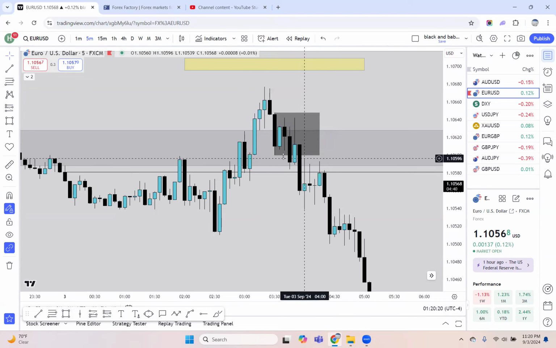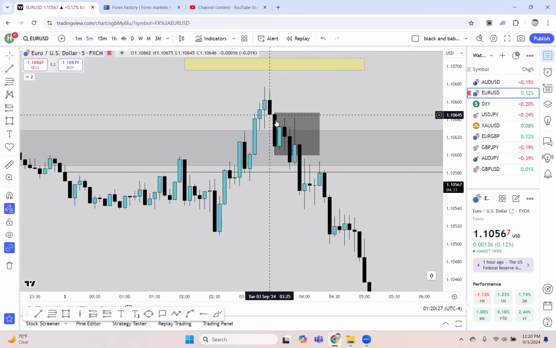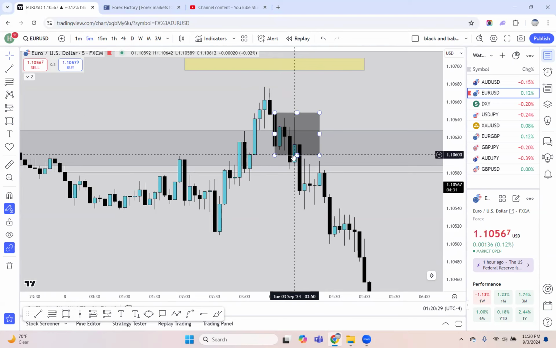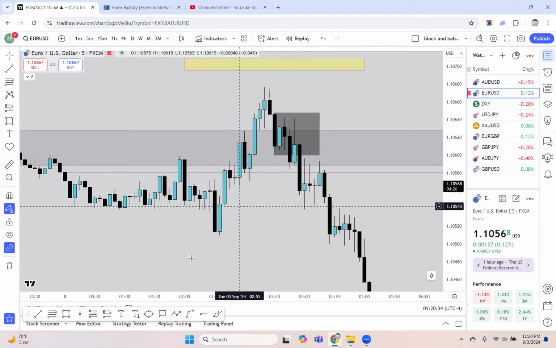However, we like to take entry off the first point of interest that gets tapped into. Reason why is because we can't always guarantee that it's going to come into this fair value gap. We have to just take entry based off of what gets tapped into first. And that way we can guarantee ourselves that we're getting into the setup, right?